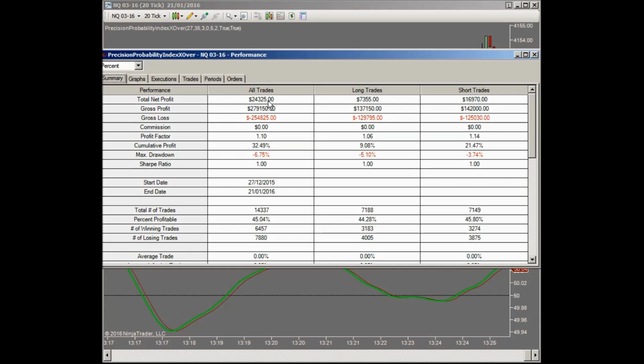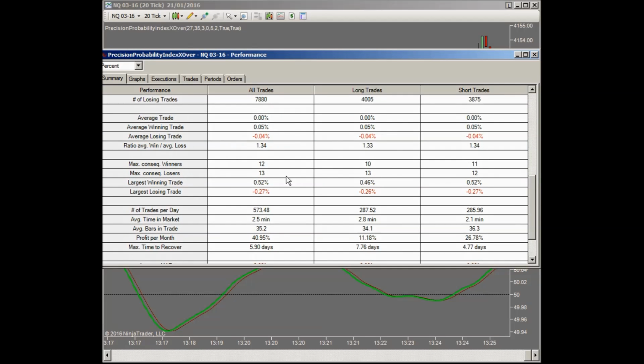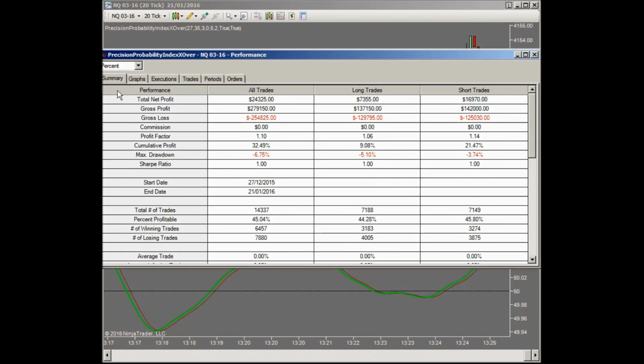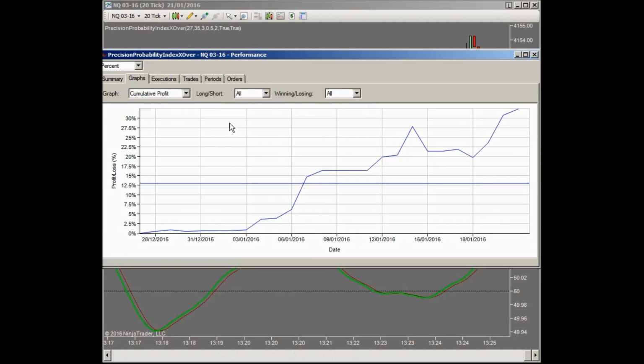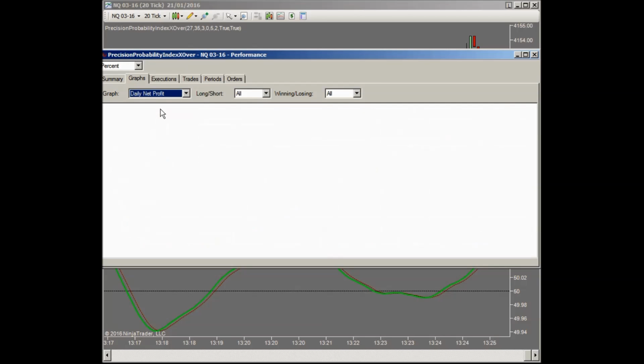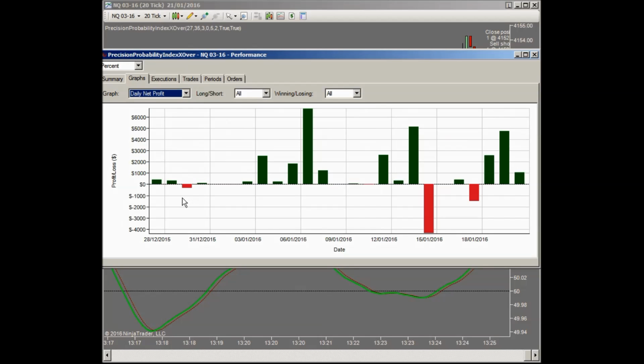We've been running for about 25 days with a 24,000 net profit and a Sharpe ratio of 1. It's important to realize you can have a long run of losers. It has 13 maximum consecutive losers and 12 maximum consecutive winners. The chart is pretty healthy, and if you look at the daily net profit, you can see in this setting it's profitable on most days.